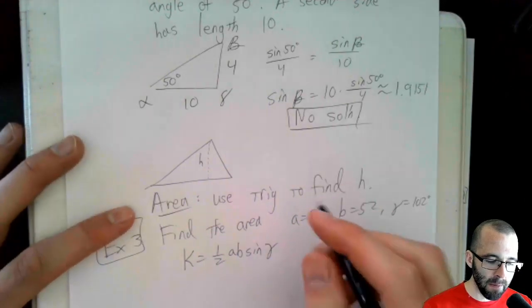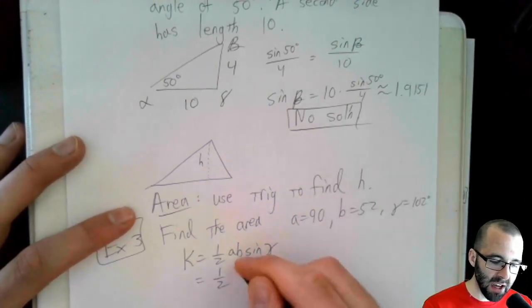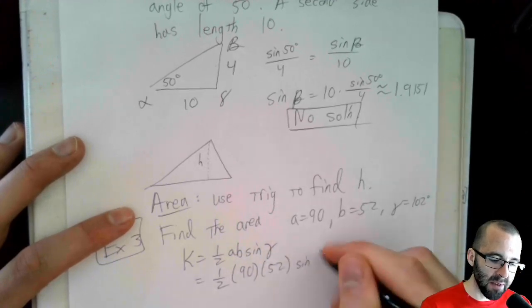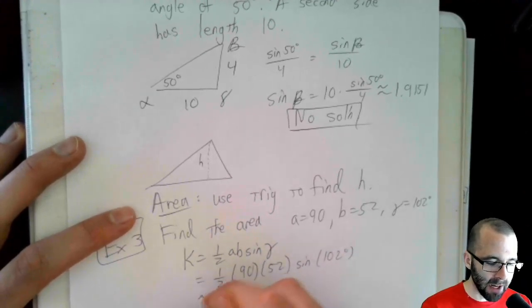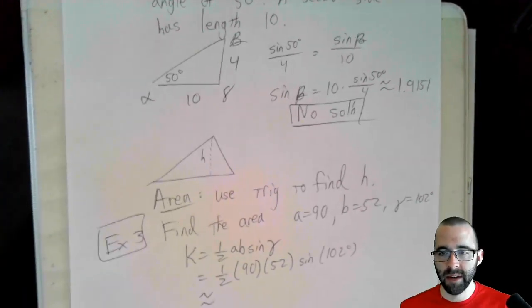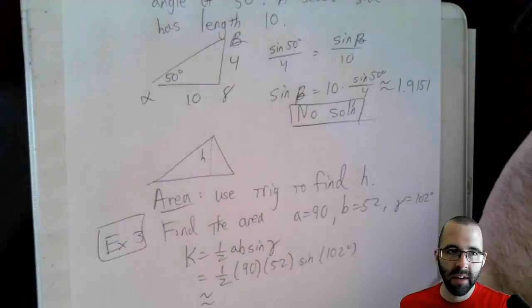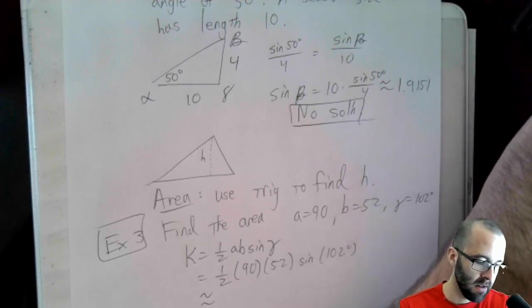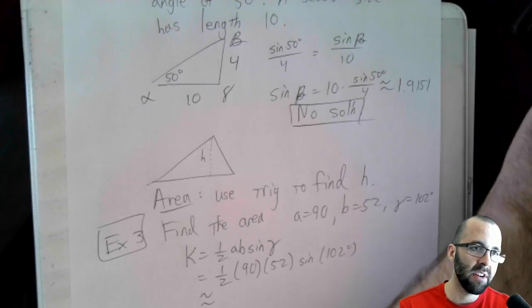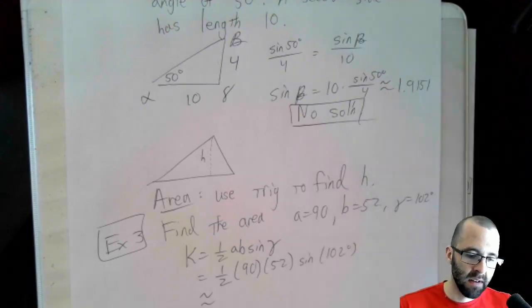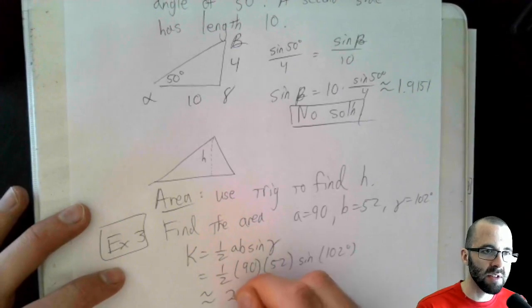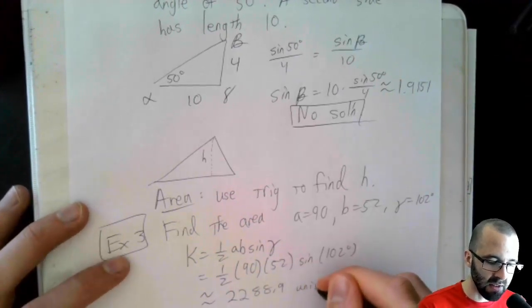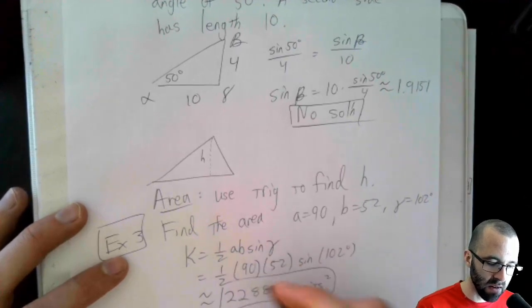All right. So you just plug things in. You get 1/2 A, which is 90, times b, which is 52, times the sine of gamma, which is 102 degrees. Type that in your calculator and you're done. Okay, that's all there is to it. So right here, what we have is 1/2 times 90 times 52 times the sine of 102 degrees is 2,288.9. We weren't given units, so it's going to be some kind of units squared.